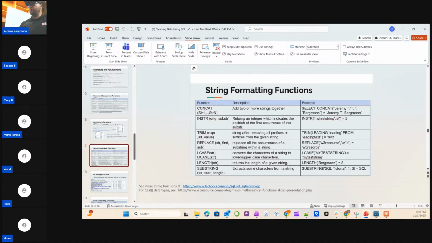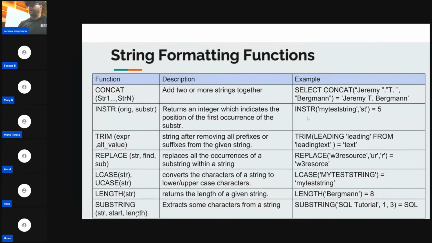INSTR, or in string, returns an integer which indicates the position of the first occurrence of the substring. So if you're just looking for ST within my test string, this may seem like a lot, but we'll have plenty of practice. We'll have practice exercises where we apply all of these. The in string in my test string, you'll look for the first instance of where there's an ST, and then it just counts 1, 2, 3, 4, 5. The first instance of ST is at the 5th position.